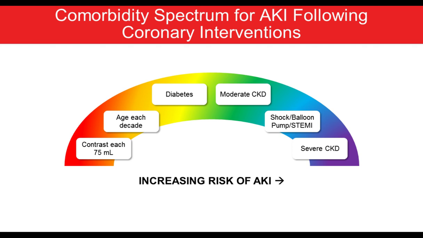So we can now take both our experience from Dr. Mehran's group as well as Tom Tsai's publication, and we can put it together in what I would like to call a comorbidity spectrum for AKI. So all the way from contrast use to severe CKD, and these are additive risk factors that, when combined, progressively increase our risk of acute kidney injury.